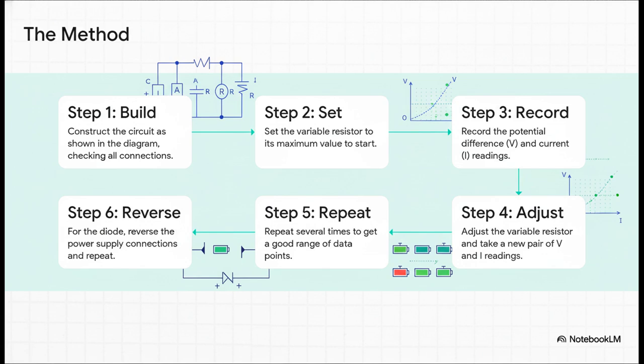You'll use a variable resistor to tweak the potential difference, and for each setting, you'll write down the readings from both meters. You just keep doing that to get a nice range of results. Oh, and for the diode, don't forget that last vital step. You physically have to reverse the connections to it and do it all again to see what happens.